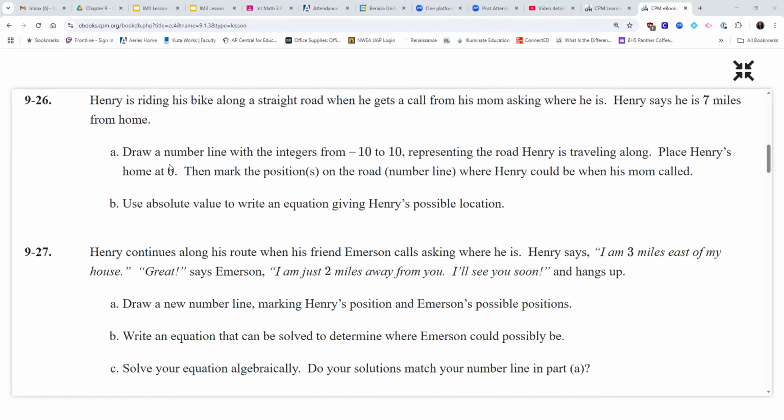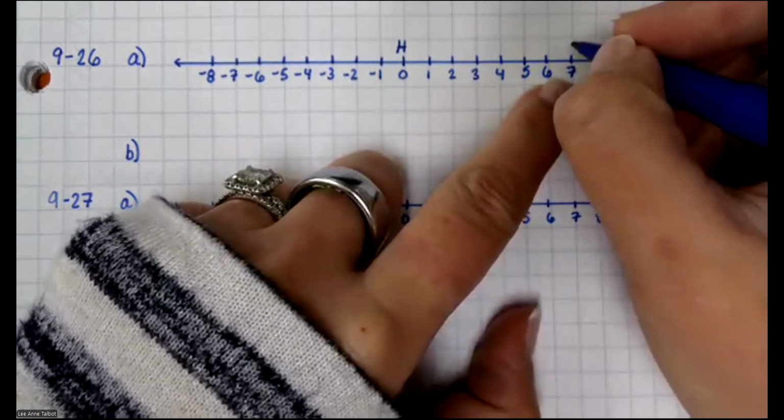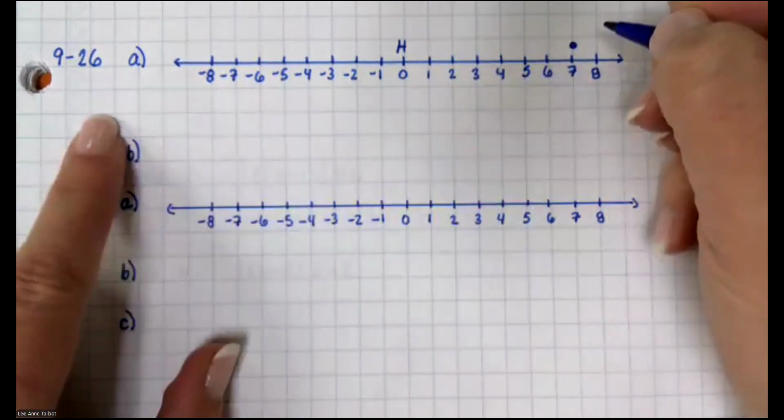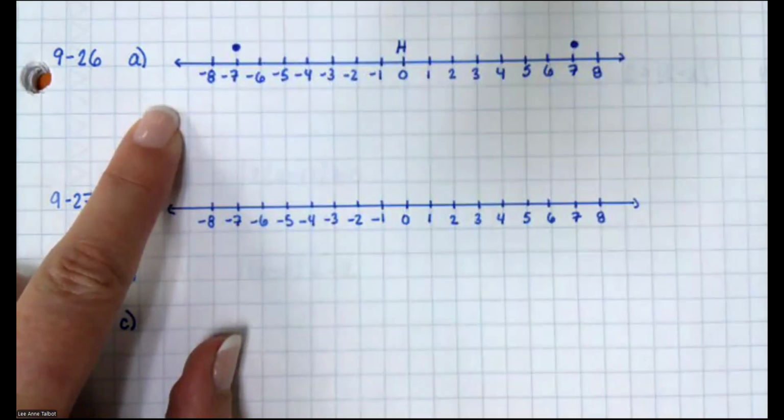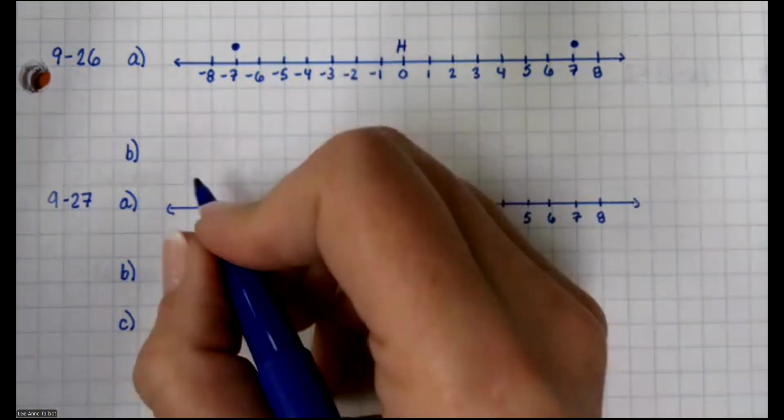Okay, I want you guys to take your pencil and at 0 on the number line for 26, put an H for home. Then mark the positions on the road number line where Henry could be when his mom called. Okay, so he says he's 7 miles from home. So what they're trying to get you to see is that Henry could be 7 miles this way, or he could be 7 miles this way. By the way, riding a bike 7 miles is no joke. Just saying. Okay, now it says for B, use absolute value.